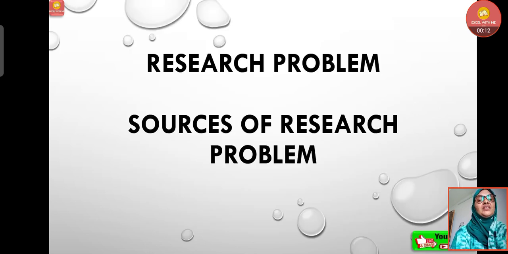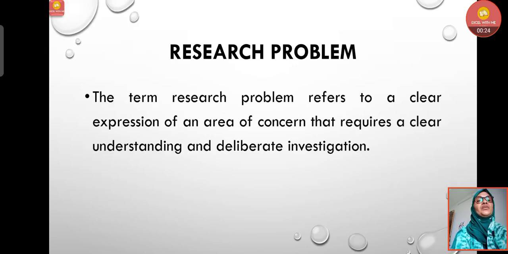Let's start today's class, that is Unit 2, research problem, with the subtopic sources of research problem. In the previous class we have understood clearly what is a statement of a research problem, or issue, or challenge. Today we are going to understand in detail about the sources. Before that, let's recapitulate what is research problem. The term research problem refers to a clear expression of an idea of any area of concern that requires a clear understanding and deliberate investigation. So this is research problem.